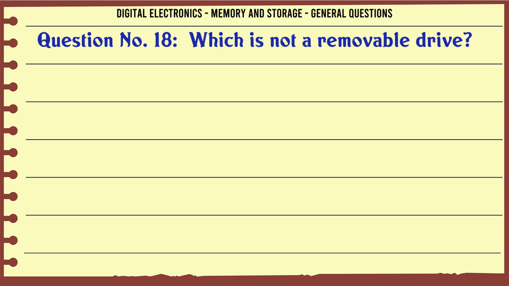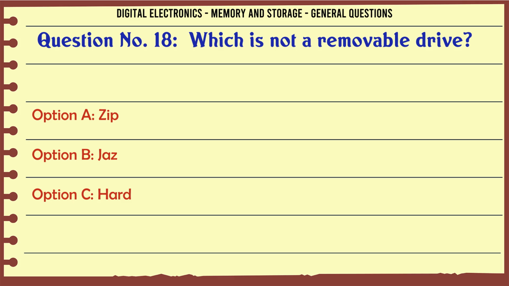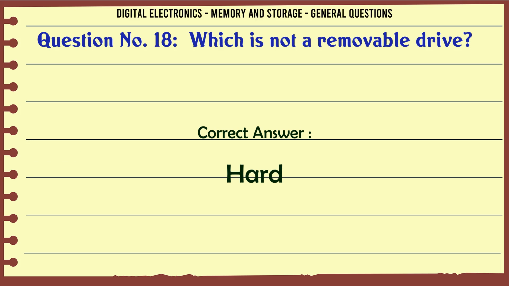Which is not a removable drive? A. Zip, B. Jaz, C. Hard, D. Superdisk. The correct answer is hard.